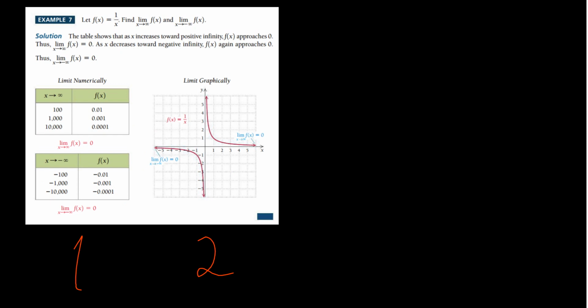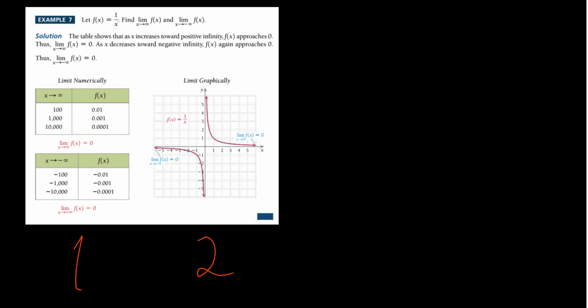For this particular problem, let f of x equal 1 over x. Find the limit as x approaches infinity of f of x, and find the limit as x approaches negative infinity of f of x. It appears that as we approach infinity, we're getting closer and closer to 0. That's pretty easy. And as we approach negative infinity, we also approach 0.